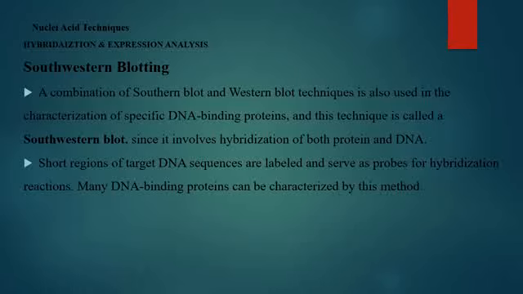Now short regions of the target DNA sequences are labeled and then serve as probes for hybridization reactions. So there's a target DNA sequence that is already labeled and becomes a probe. Now many DNA binding proteins can be characterized by this method. So basically this one is able to deal with DNA and protein mergers or bound molecules. So this is Southwestern blotting.